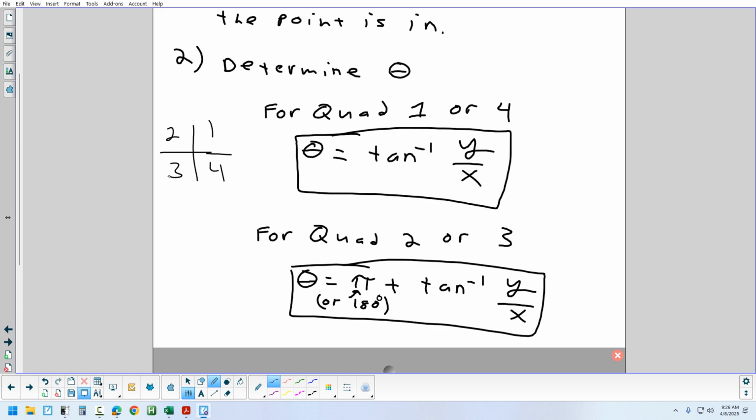Now, between these two formulas, it covers quadrants 1, 2, 3, and 4. But that doesn't cover everything. Where else could you be when you're trying to find an angle besides in quadrants 1, 2, 3, or 4? You could be where? On the left. Well, you're always going to be on a circle like this, and the circle is around the origin, so you'll never be at the origin.